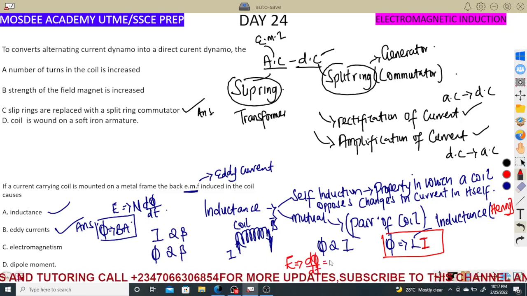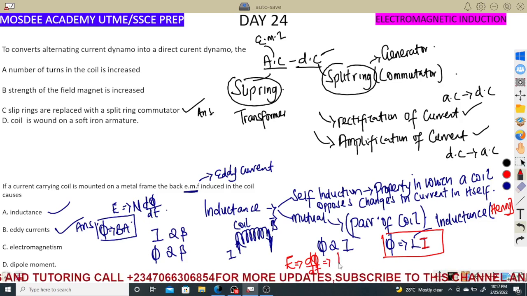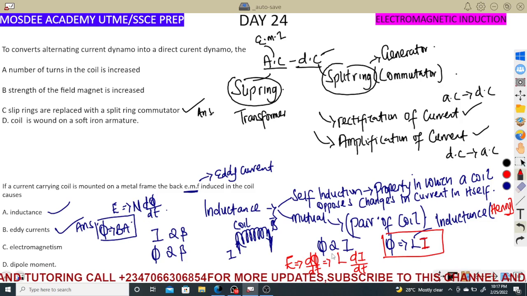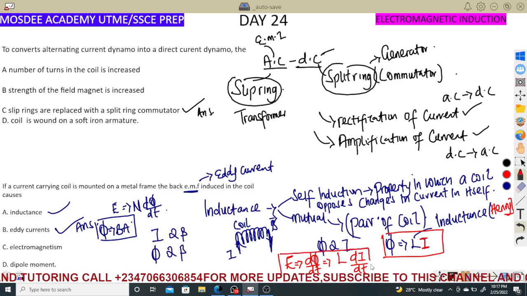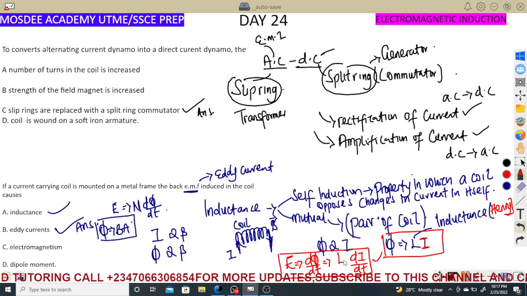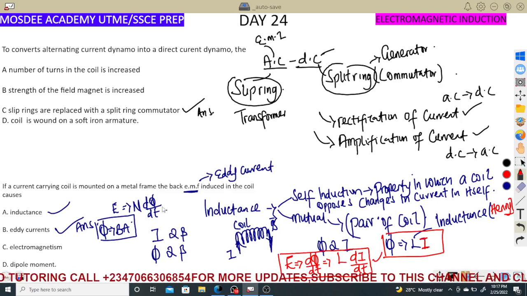So it is L dI divided by dt. This formula is also important. If you see some question directly, you can apply this formula to solve it. For an induction coil, we say L dI/dt. For your transformer, we say N dΦ/dt. Keep that at the back of your mind. It is the rate of change of current, self-induction, dI/dt, and L stands for the inductance, which is measured in henry.